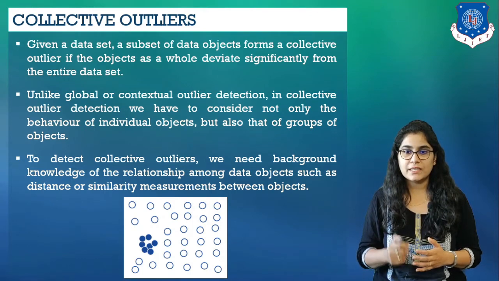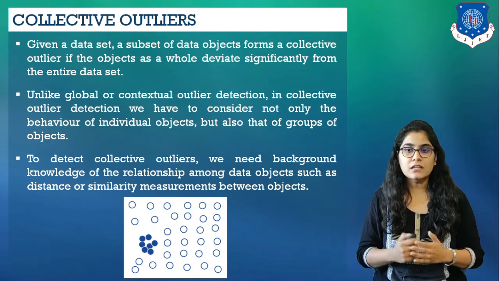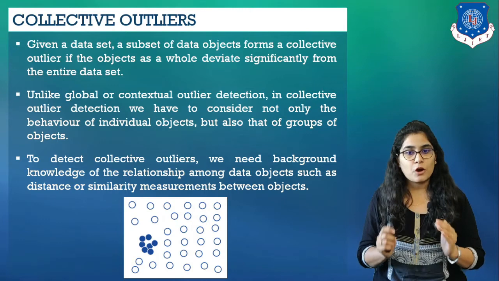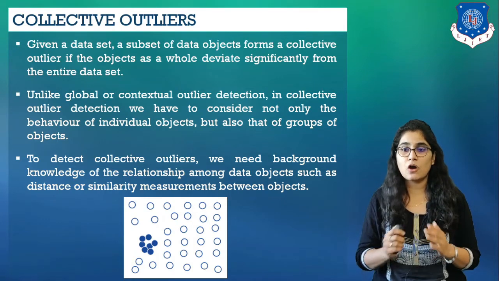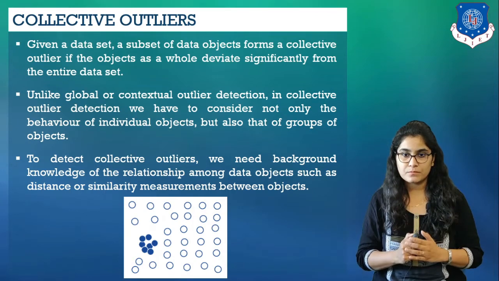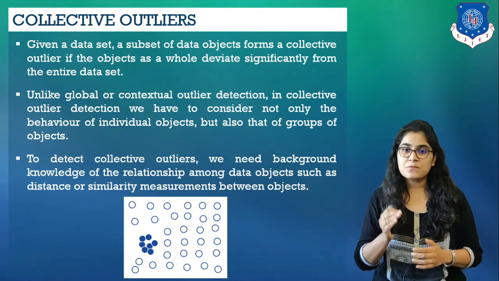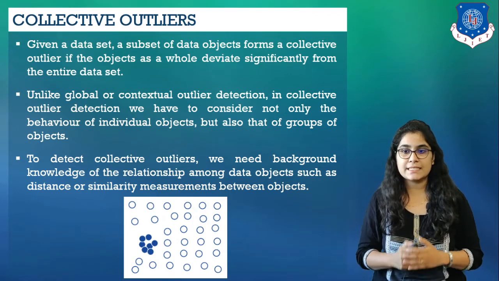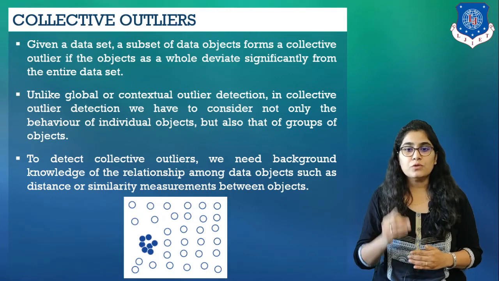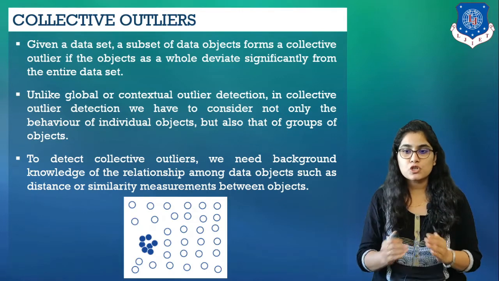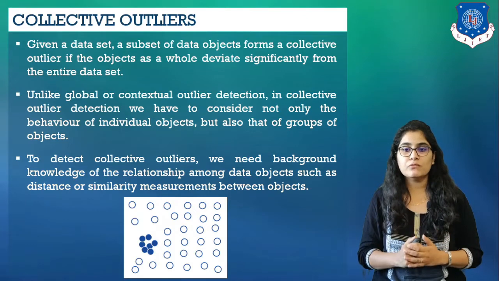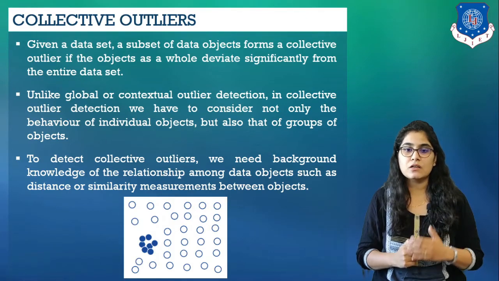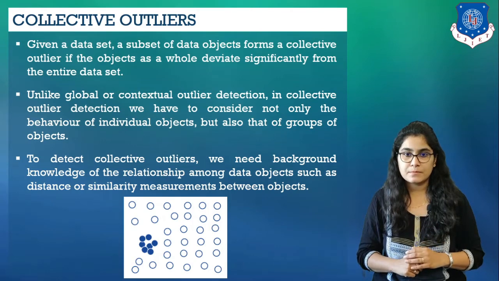For example, in intrusion detection, a denial of service packet from one computer to another is considered normal and not an outlier at all. However, if several computers keep sending denial of service packets to each other, they as a whole should be considered a collective outlier. The computers involved may be suspected of being compromised by an attack.